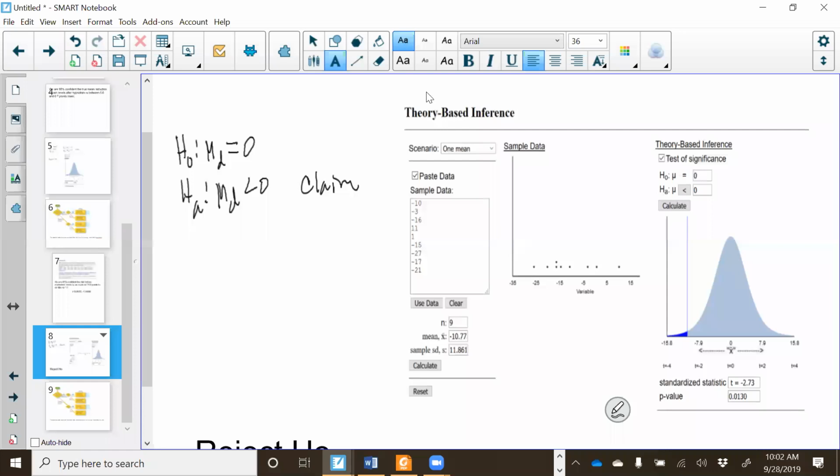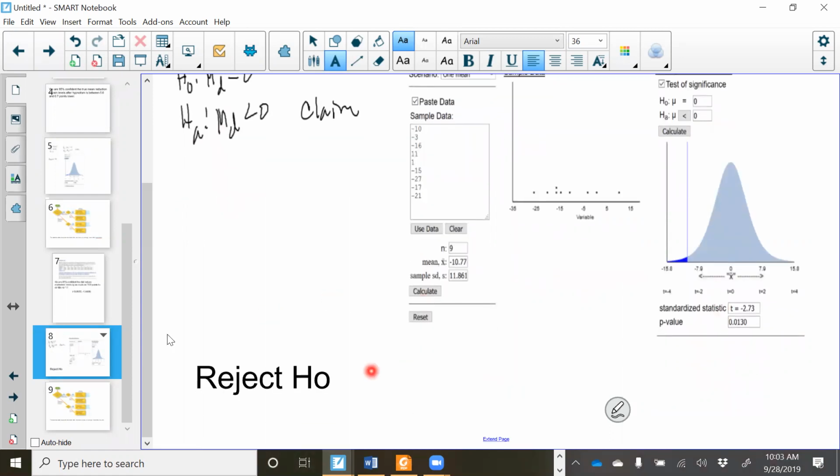Okay, so I wrote these. Let me get a pointer going. So I wrote these as my H0 and HA, again a left-tailed test, same as before, and I ran this test of significance, and I used the same hypotheses I just decided on. There's my test statistic, negative 2.73. There's my p-value of less than 5%. If we're doing a 5% level of significance, we're going to reject H0.